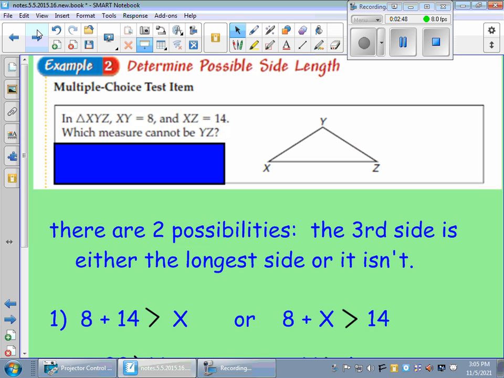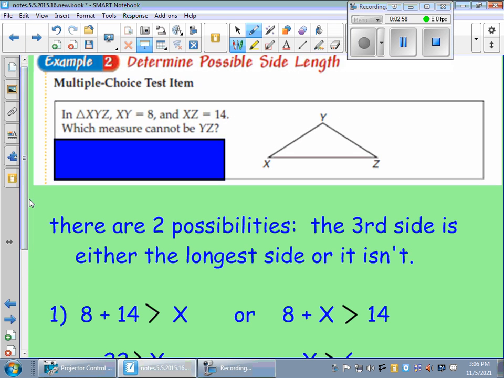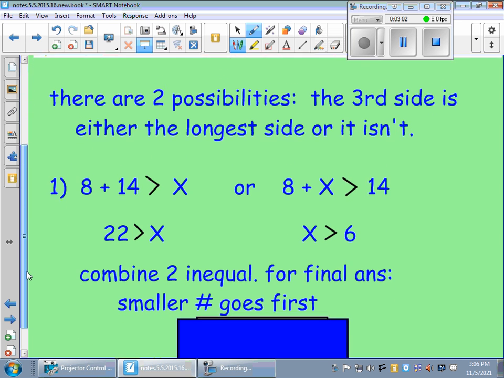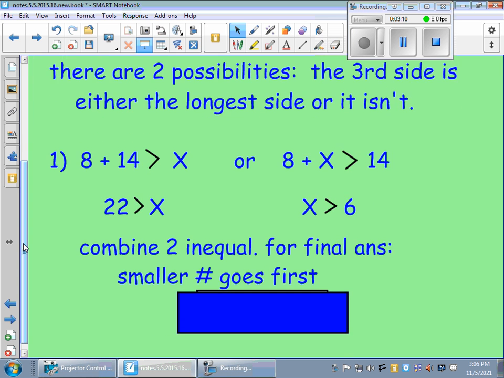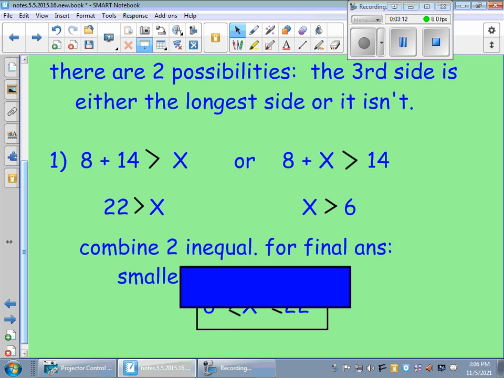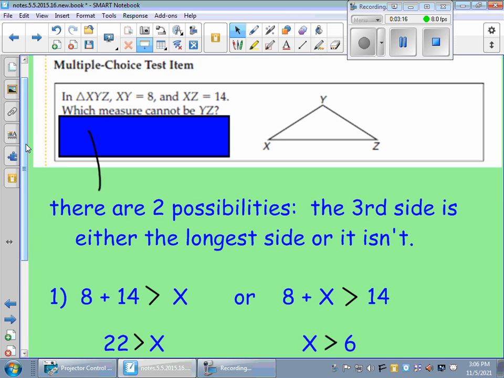Now we're flipping to a different idea. It says, which measures cannot be YZ. You're using the same concept, but now we're trying to decide what the range of values for a side is. This is what the book does. I will give you the answer, and then you can decide which method you want. They did it as multiple choice, but let me tell you how I would solve this problem.